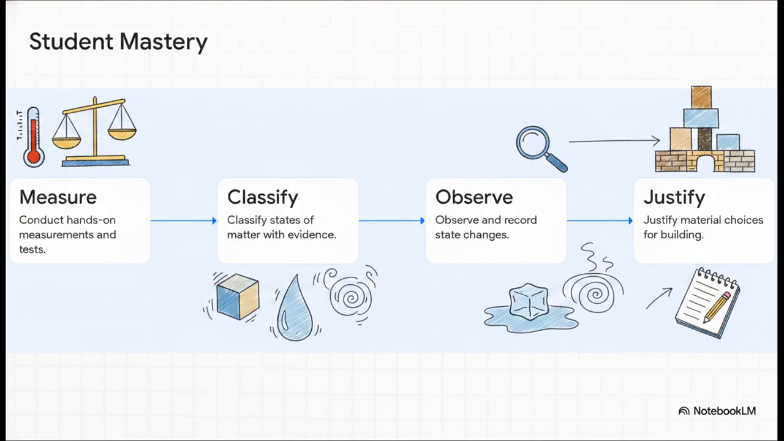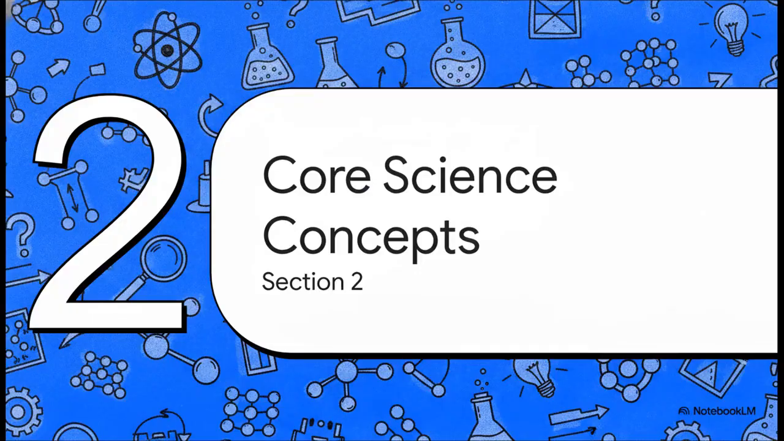So what does this all mean for student mastery? Well, by the end of the unit, a master student won't just be reciting definitions back to you. No way. They're going to confidently conduct hands-on measurements using tools like thermometers and scales. They'll look at an object, classify its state of matter, and back it up with evidence. They'll be able to explain what happens to ice when it melts, or water when it evaporates, and record those changes. And they'll be able to tell you exactly why certain materials are way better for building a tower than others. Okay, let's move to Section 2, the science itself, and see how this all builds.